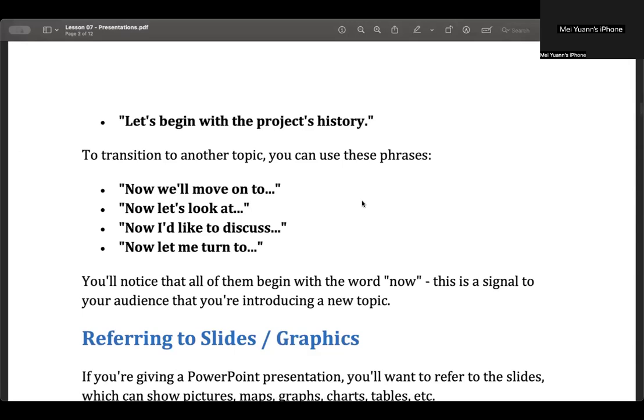Let's begin with the project history. To transition to another topic, you can use these phrases. Now we'll move on to, now let's look at, now I'd like to discuss, now let me turn to. You'll notice that all of them begin with the word now. This is a signal to your audience that you're introducing a new topic.